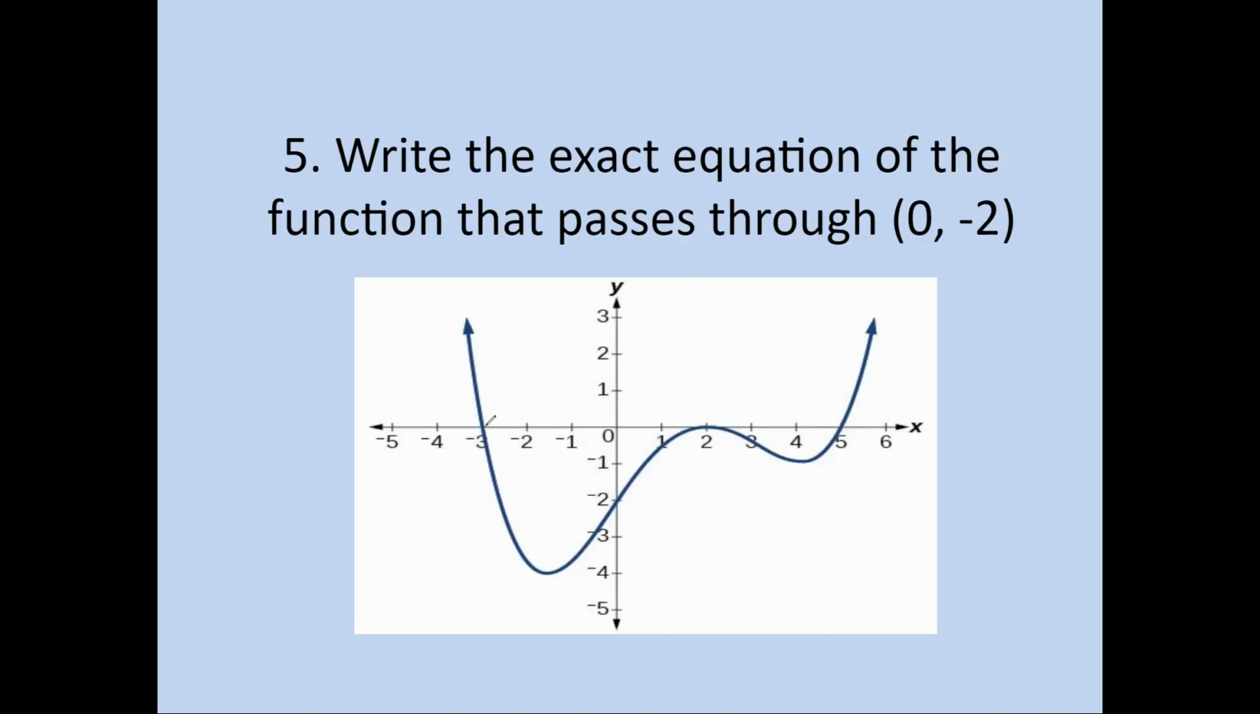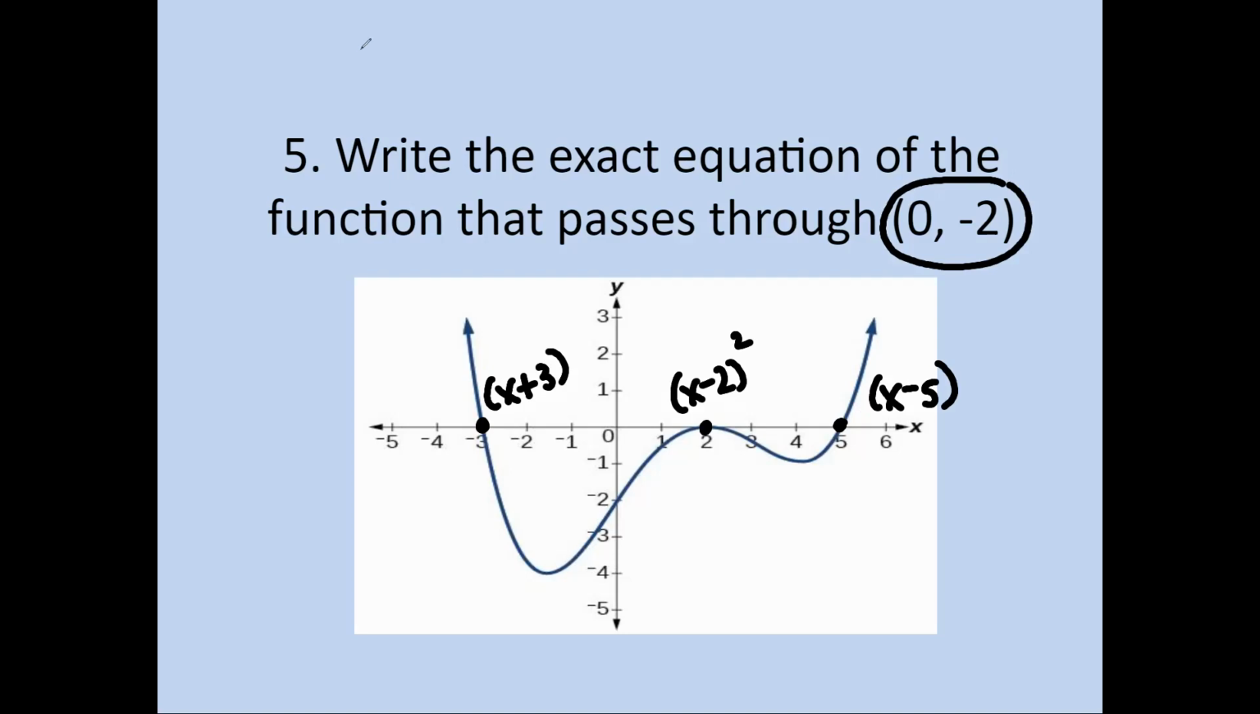So on this one, I have a single here, that's going to be x plus 3. I have a double here, that's going to be an x minus 2 squared. I have a single here, that's going to be an x minus 5. And then I know it has to pass through this point, so I'm going to put that in for my x and y.